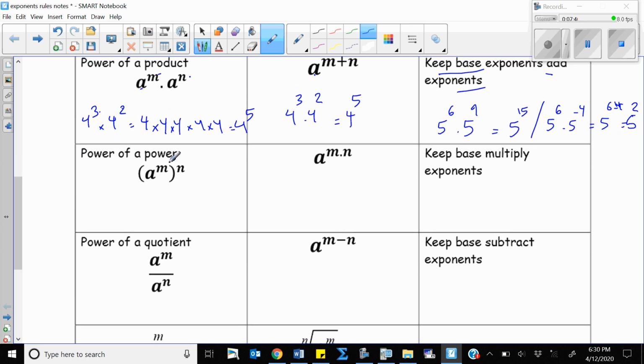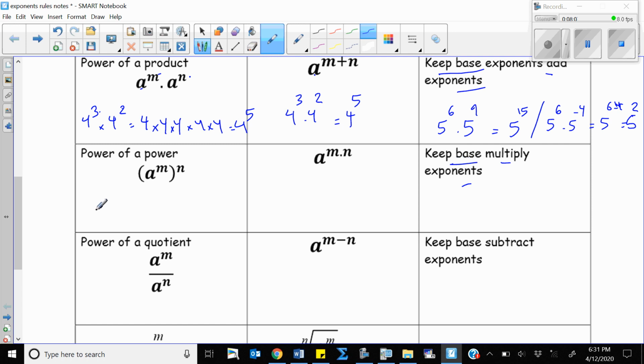Next one is power of a power. What if you have an exponential expression and raise it to the power of another number? In this case, you're just going to keep the base and multiply the exponents. So keep the base, which is a here, and multiply m by n. It will be a to the power of m times n.